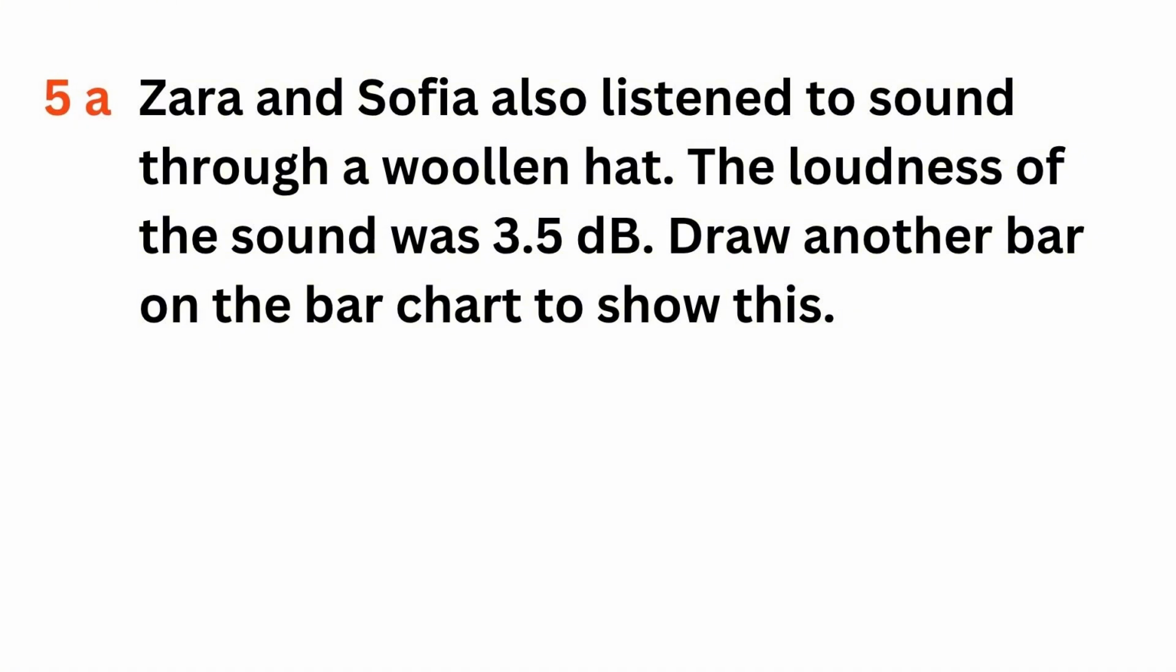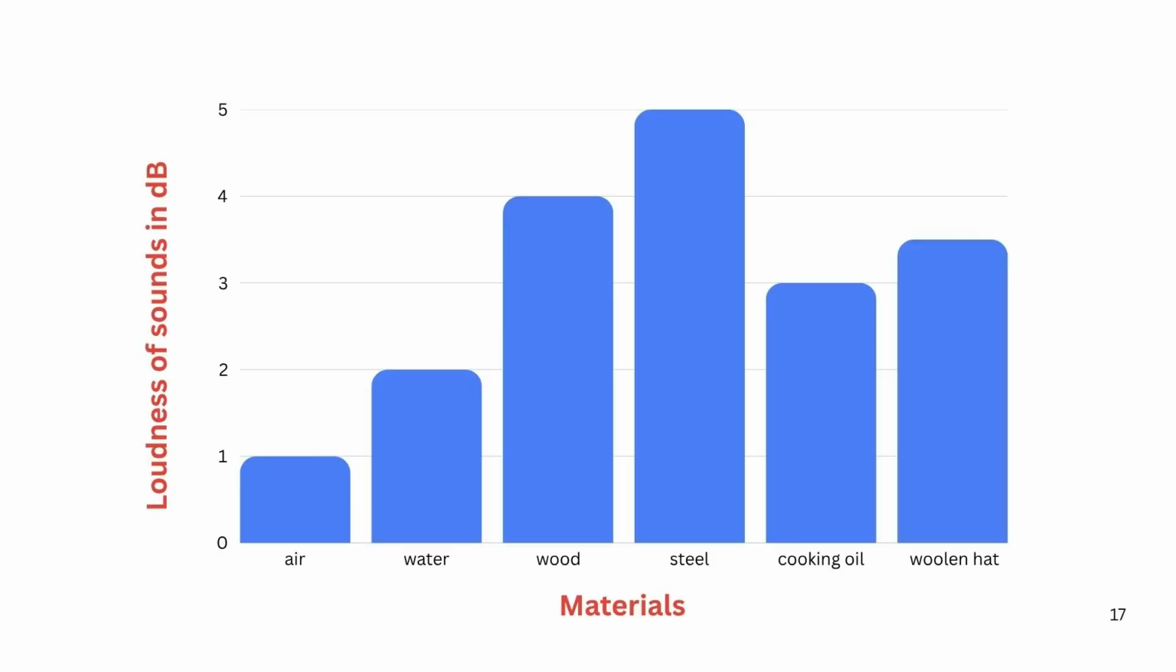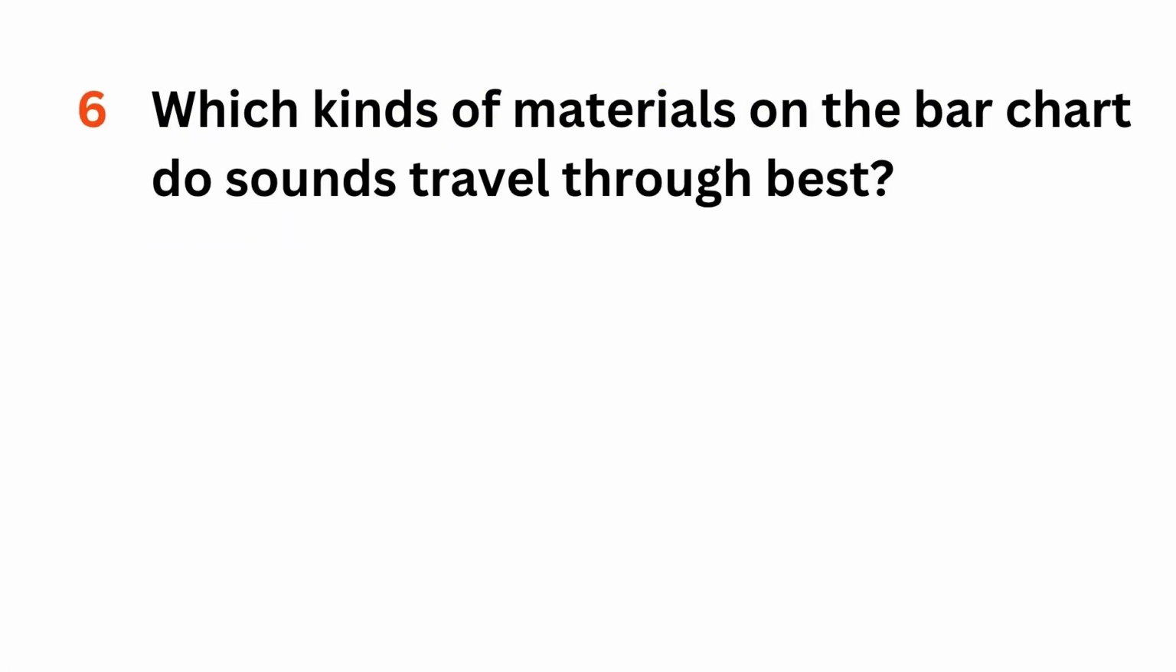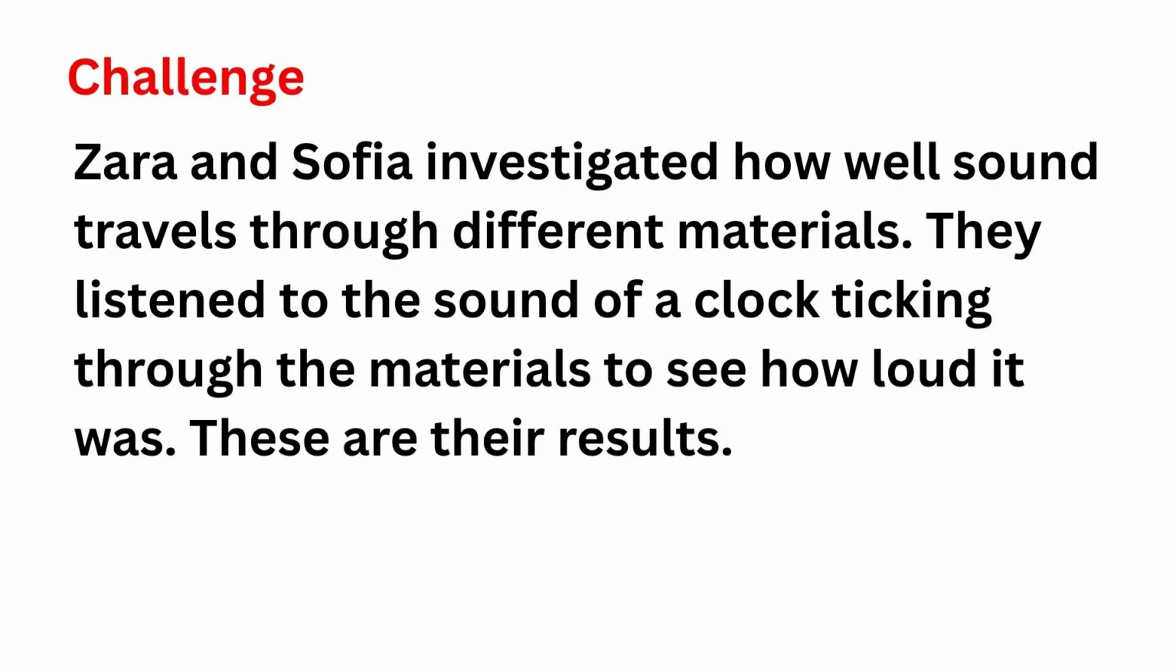Question 5a. Sarah and Sophia also listened to sound through a woolen hat. The loudness of the sound was 3.5 decibels. Draw another bar on the bar chart to show this. So here we will draw another bar for the woolen hat. Question B. Is wool a solid, a liquid, or a gas? A solid. Question 6. Which kinds of materials on the bar chart do sounds travel through best? Solids.